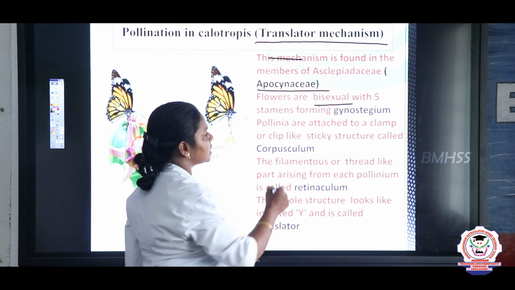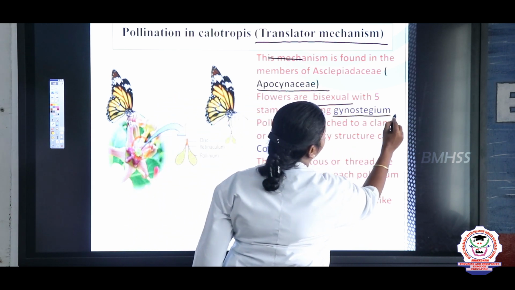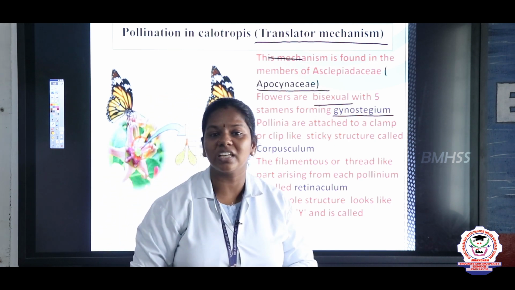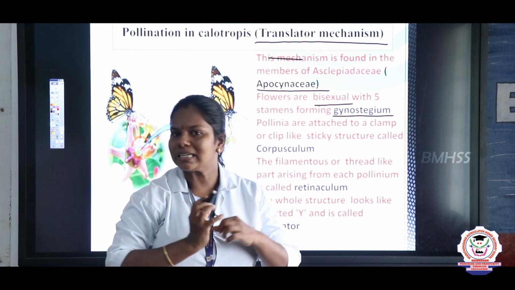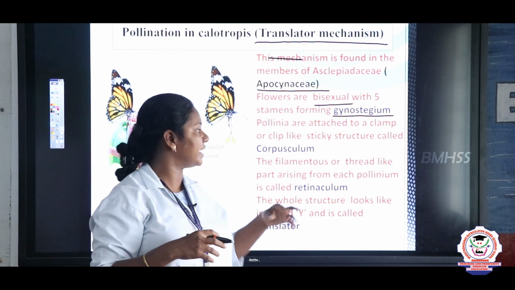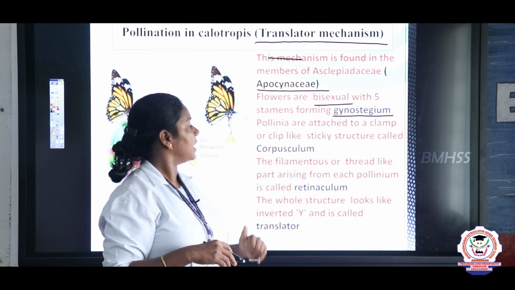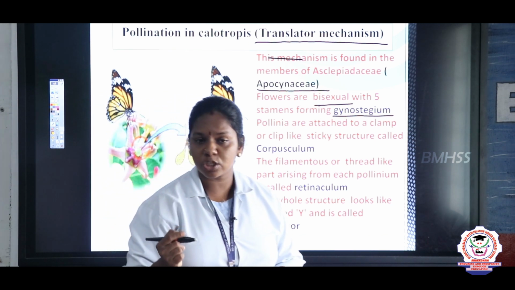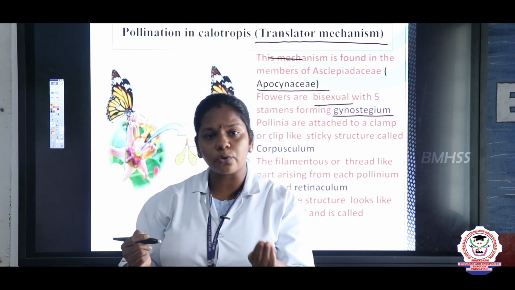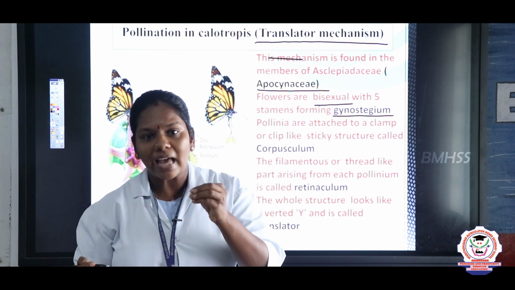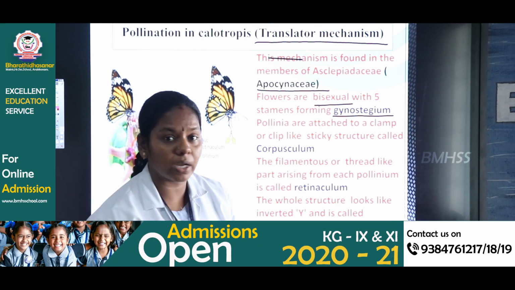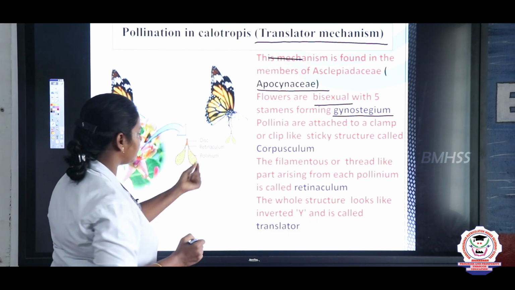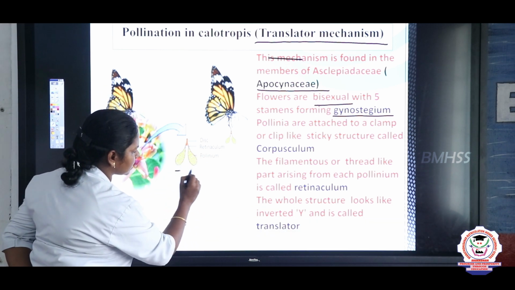And with the 5 stamens forming the gynostegium. What is gynostegium, children? The male part is attached to the stigma of the female part, right. So such a type of unity we call gynostegium. And here you can see, what is pollinium, right, we discussed already what is pollinium. Here the microspores are attached to the what? Anther, that we call pollinium. Here the pollinia are attached to the clamp-like structure called a corpusculum. Here you see, children, this structure is very important.